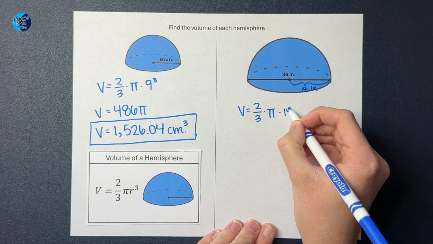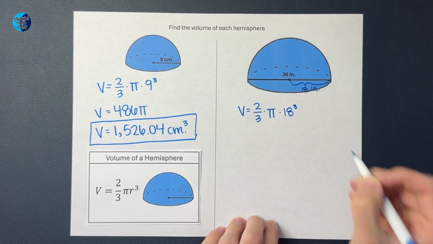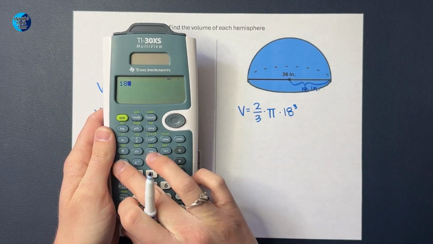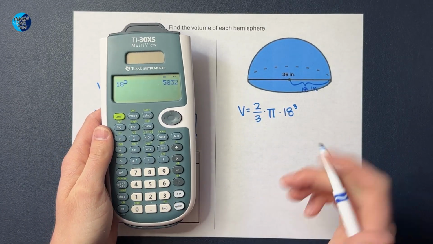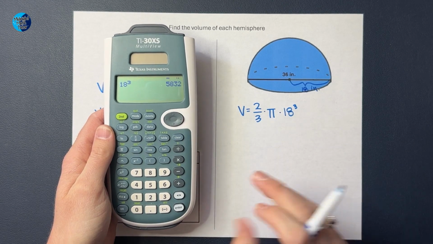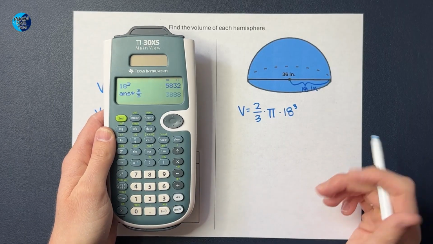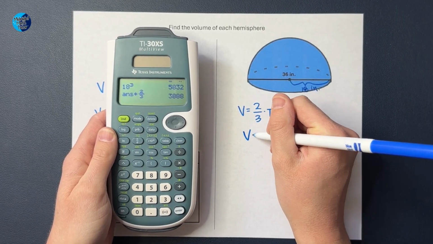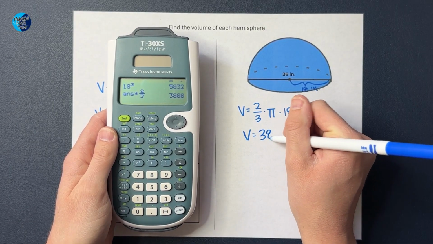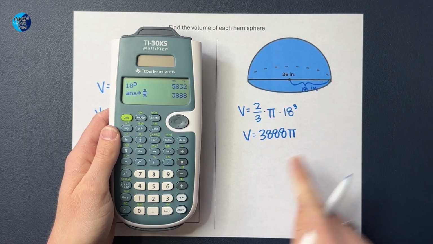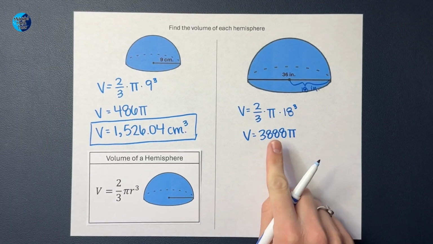So we're going to do 18 cubed. Awesome. Okay, let's multiply our numbers together first. So I'm going to do 18 cubed, and I get 5,832. I'm going to multiply that by 2/3. And I get 3,888. But we have not put in pi yet. So that's my exact answer.